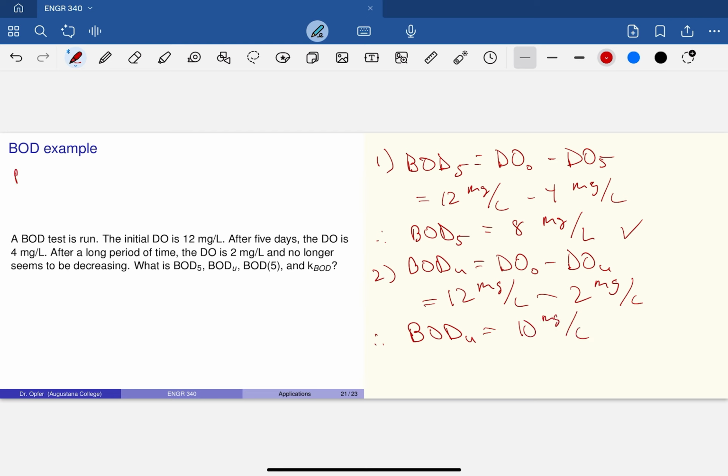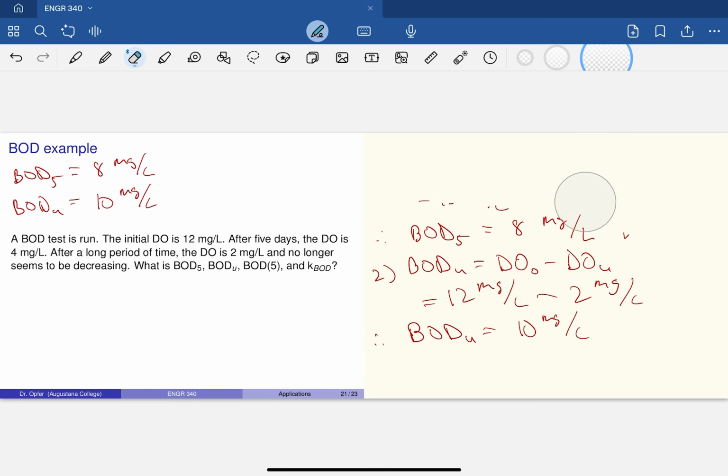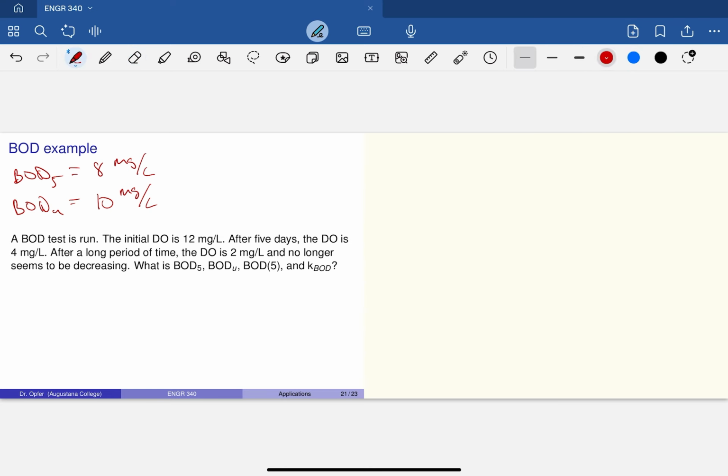Okay, so let's just keep track of this. BOD sub 5 is 8 milligrams per liter. BOD ultimate is 10 milligrams per liter. Now let's erase some stuff to make room for the rest of the problem.